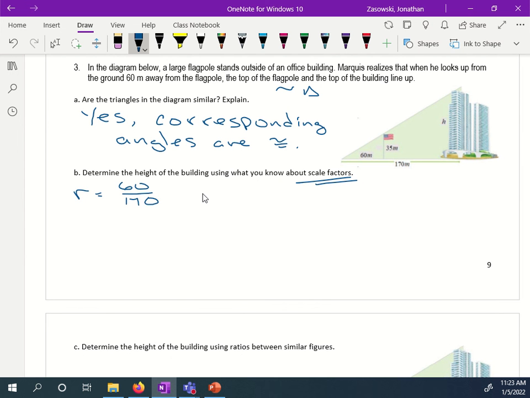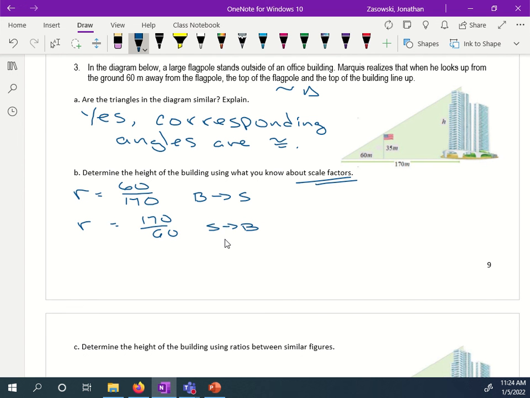Is this going to get larger or smaller if I multiply by the scale factor? Which one's on the top? Smaller. So this is going to go from the big to the small. It's going to get smaller. So if I want the scale factor, because I'm looking for h, I don't want to use this ratio. I want to use 170 over 60. This is going to go from the smaller figure to the bigger figure.